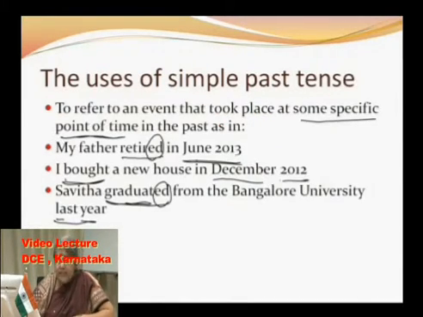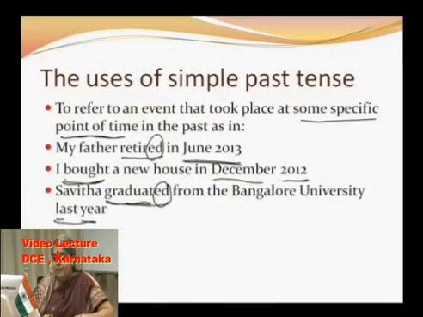Having understood this, what are the uses of simple past tense? The first point we understood was that it refers to an event that happened in the past, one that happened at some specific point of time. It has some specificity in terms of time. Let us look at the first example.